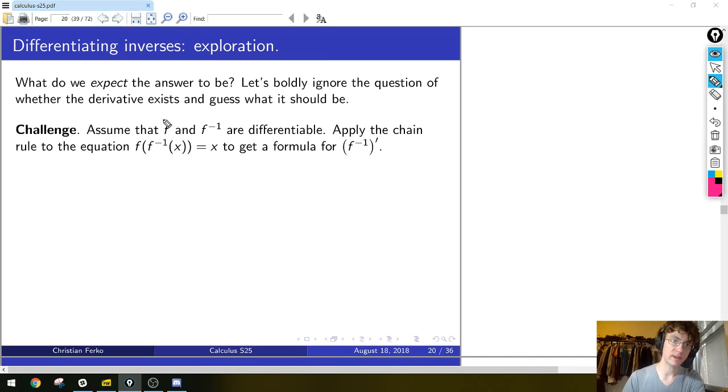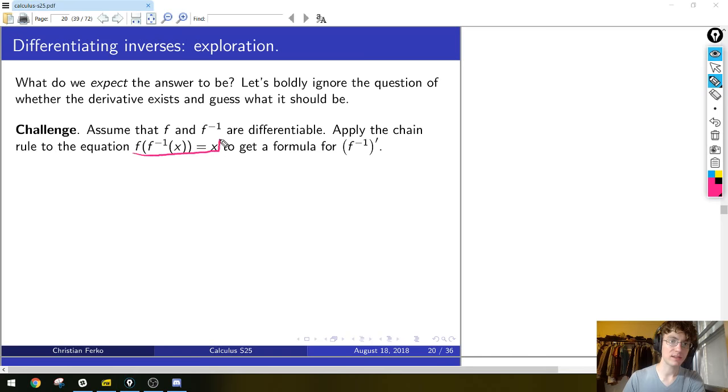So this is very sketchy, because we're just going to assume that f and f inverse are both differentiable. We have no reason to assume this at all, so this is just boldly ignoring the question of whether the derivative exists. It's wishful thinking. But to explore, let's just assume that's true. Now we're going to use the chain rule.